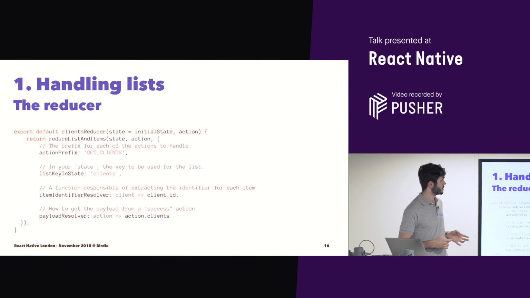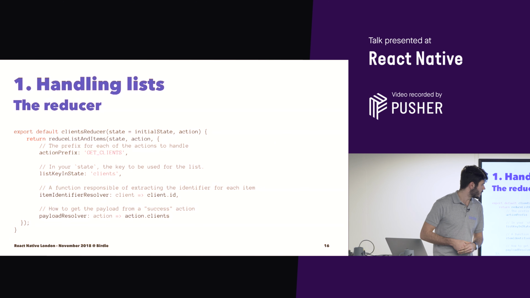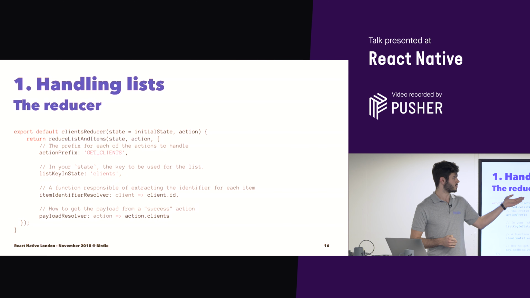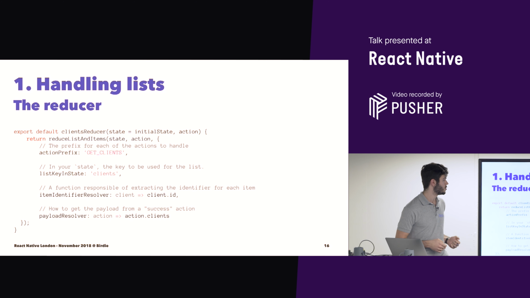So how does this work? So you still have your client reducer, which is a basic function. You have your initial state, of course, and then you get the action as a second parameter. And what you just do is return something that's an import from Galette, which is called reduce listen items. This function takes 3 arguments. It takes your state and your action, just like a basic reducer, and a configuration object.